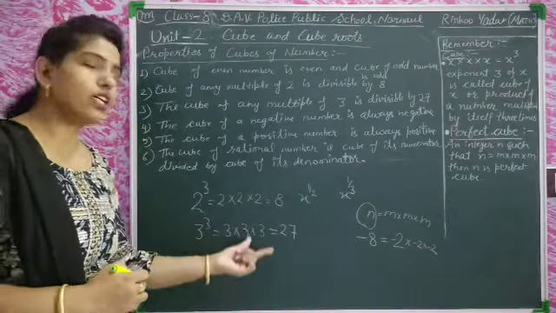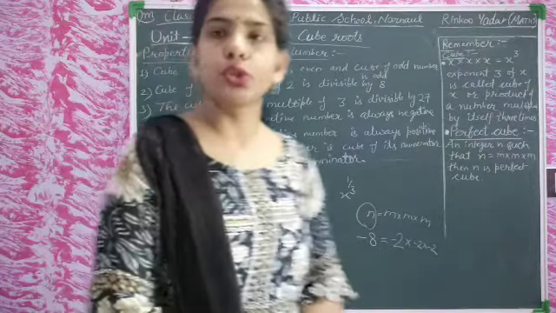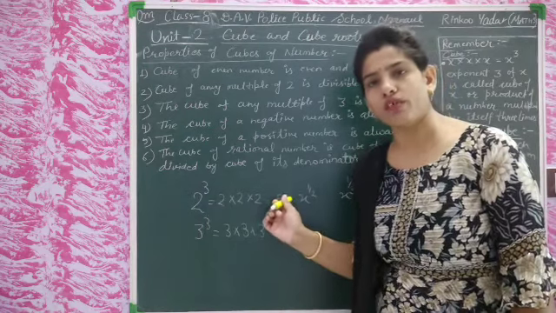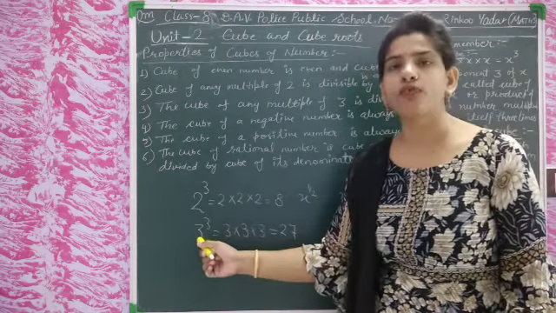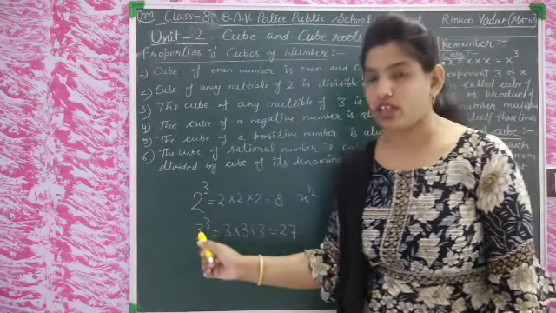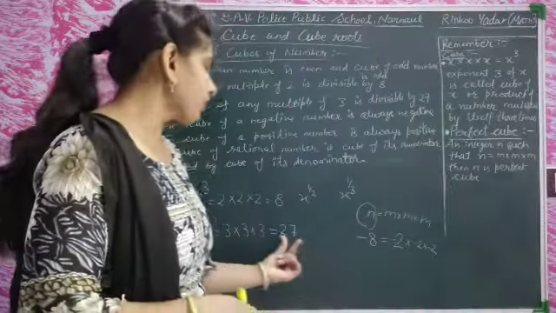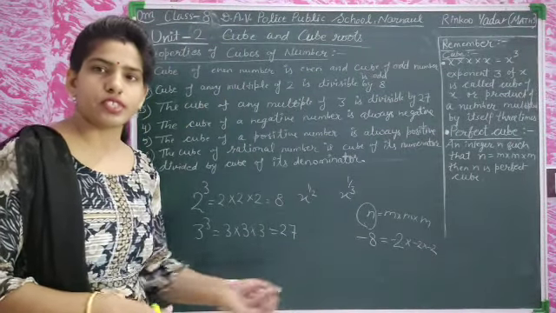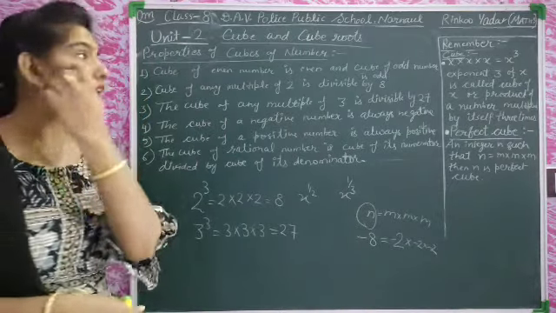So students, you are seeing there that the cube of any even integer is always even, and the cube of any odd integer is always odd. Is it clear, students? This is the first property here.